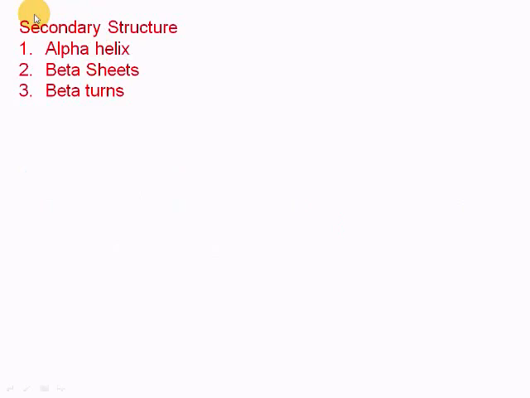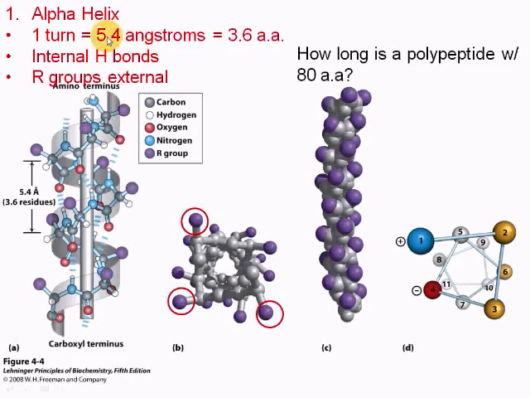Alright, we're going to get into some secondary structures. There's three types we're going to talk about: alpha helix, beta sheets, and beta turns. And we've talked about four types of weak bonding that occur in proteins, but in the secondary structure, all we're going to see is hydrogen bonding. Okay, so we'll first talk about the alpha helix.